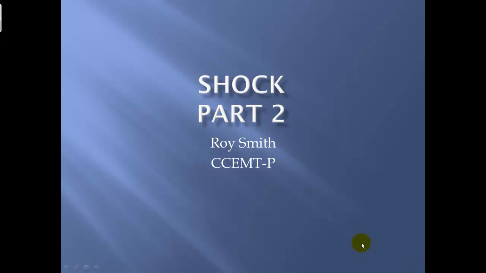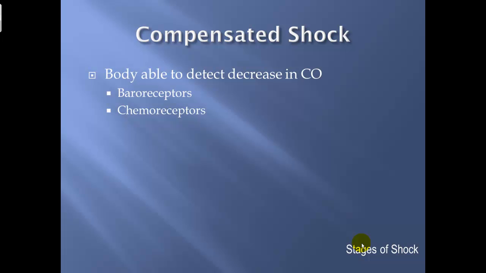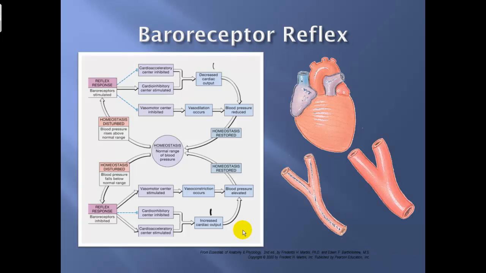Okay, this is going to be shock part 2, and this is going to be the stages of shock. First thing I want to talk about here is compensatory shock or compensated shock. The body has the ability to detect a decrease in cardiac output. It does this through baroreceptors and chemoreceptors located throughout the body.